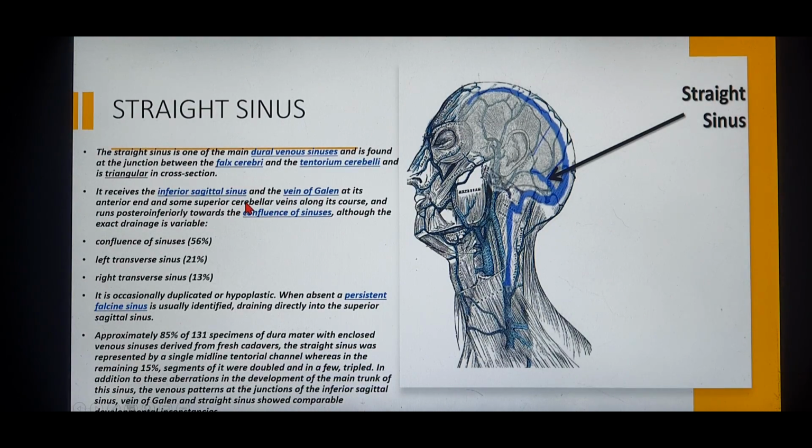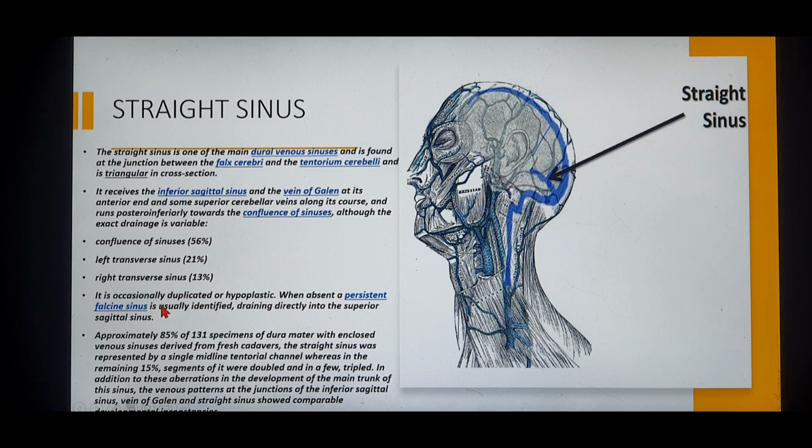So the second important point is that it ends at the confluence of sinuses, where the superior sagittal sinus terminates. Also, you have to remember that the straight sinus will not always end in the confluence of sinuses or the superior sagittal sinus. It may sometimes end directly into the left transverse sinus or sometimes into the right transverse sinus. So sometimes a patient may have an absent straight sinus.